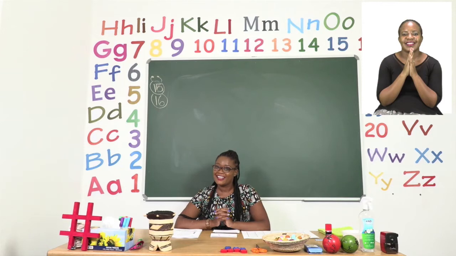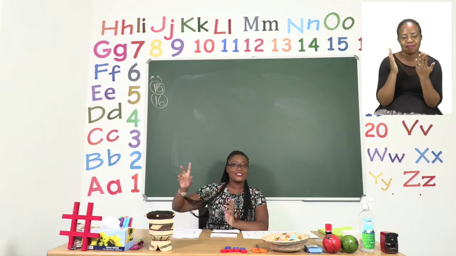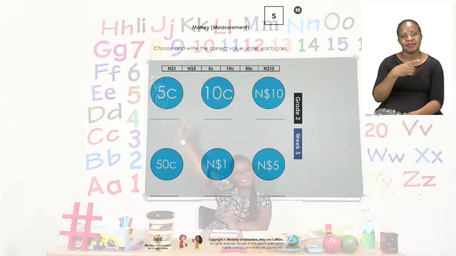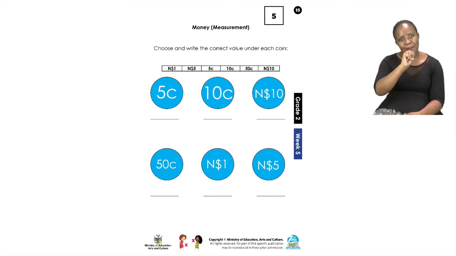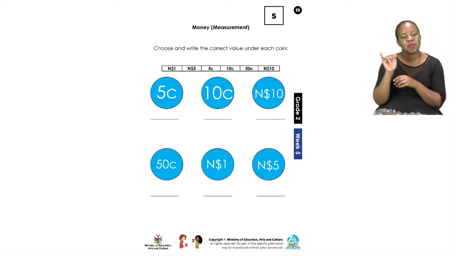Our exercise now, please can you turn to page 15. On page 15, you are going to be dealing with money. Now, I know we already know about money, but we need to practice and know which one is the correct value for each and every coin. So your job there is going to be to write the correct value under each coin.